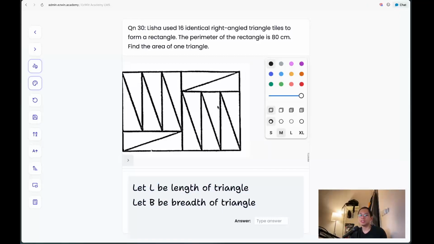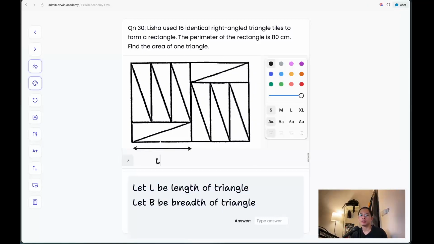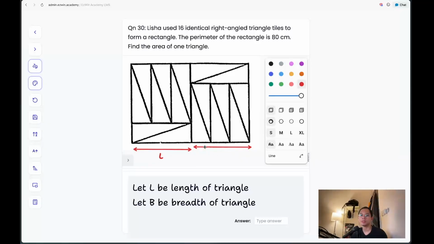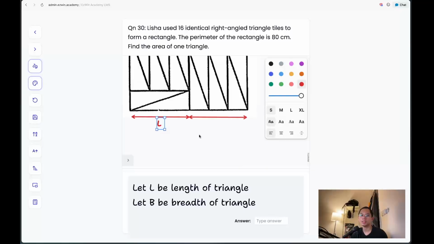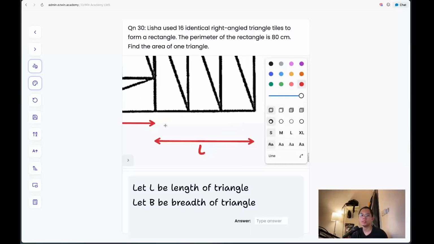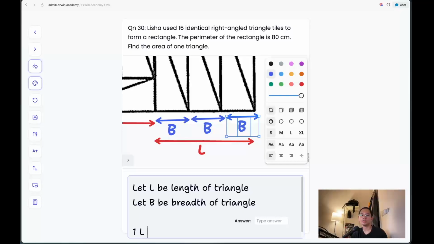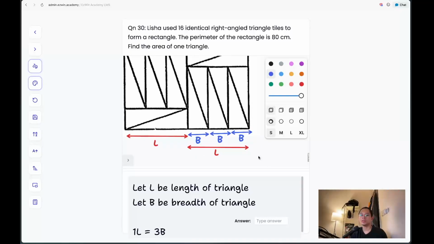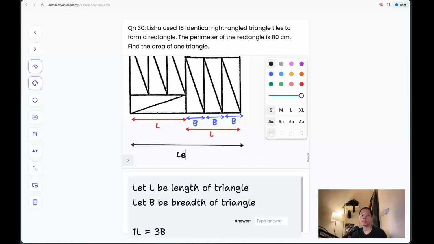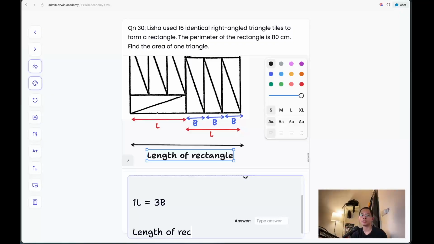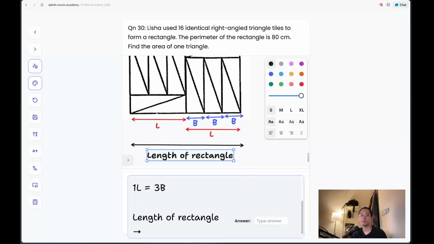So in this case, we have one L over here. I'm going to make this red. And then one L the same as this, okay, because this is 1L, 1L here. And if we were to zoom in, this one, 1, 2, and 3 means 1L is 3B. So that means the length of the rectangle is equal to 2 times 3B, which is 6B.